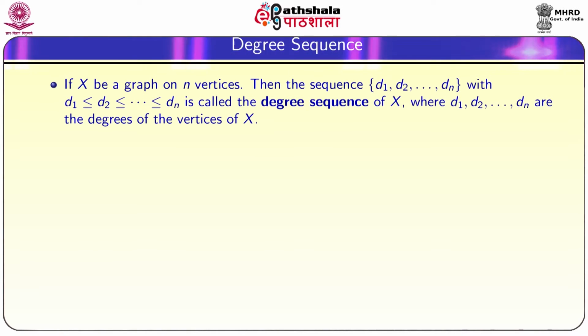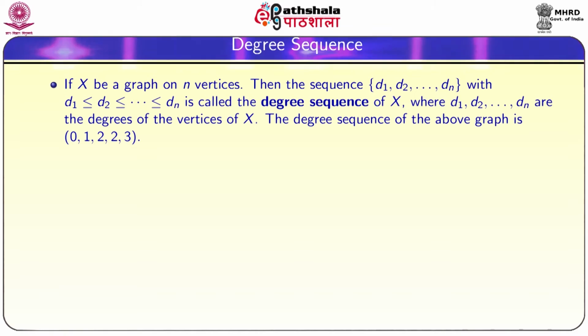So degree sequence: let X be a graph on n vertices, then the degree sequence d1, d2, and so on up to dn, with d1 less than or equal to d2 and so on less than or equal to dn, is a degree sequence of X, where d1, d2, dn are degrees of vertices of X. The degree sequence of the above graph is 0, 1, 2, 2, 3. It is because there is one isolated vertex, so we have 0. There is one pendant vertex, so 1. There are 2 even vertices with degree 2 and one odd vertex of degree 3.